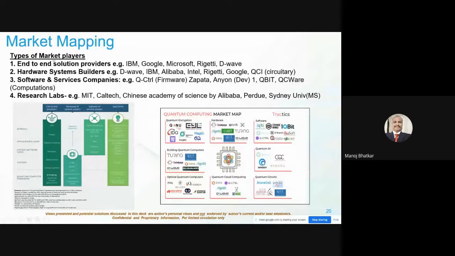So the marketplace has 4 types. End-to-end solution providers, they have everything. IBM has Qiskit, hardware, as well as everything. Google same thing, Microsoft same thing, Rigetti. Then the hardware, only the hardware builders like D-Wave and Rigetti. Then software services, companies like Accenture have started thinking about starting a service, like what they started as a practice on AI/ML. They are starting a practice on quantum computing as well.